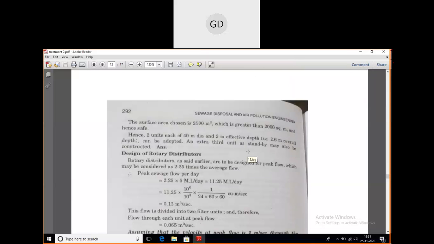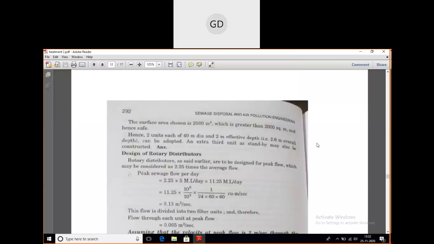Now you can write that the surface area chosen is 2,500 meters square, which is greater than 2,000 square meter and hence safe. That means the surface area should be greater than 2,000; it should not be below 2,000. Since here you got 2,500 meters square, which is greater than 2,000 square meter, the design is safe.